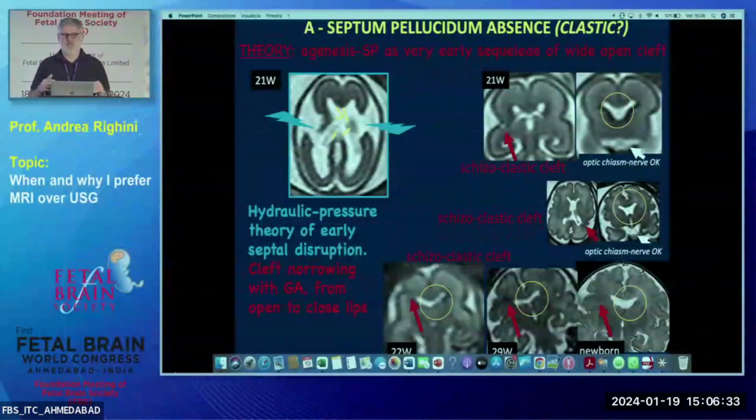Because what happens then, even if postnatally you see that the schizencephaly is very narrow, the cleft, I'm almost finished, 1 minute please. Probably when the fetus is 14, 16 weeks, it's much larger, and then it gets thinner. And then probably you have this hydraulic pressure or CSF storming effect that is destroying the corpus callosum. And these are the examples.